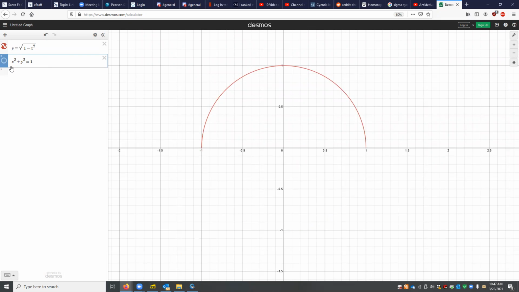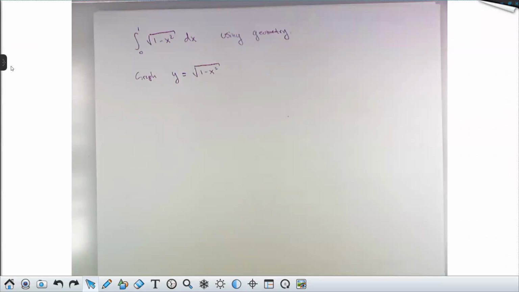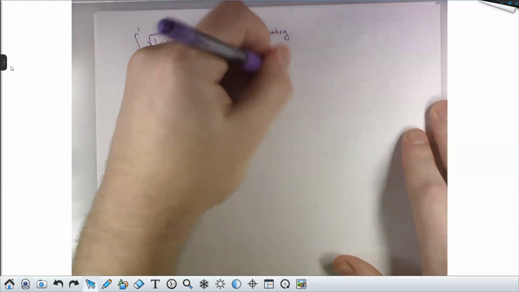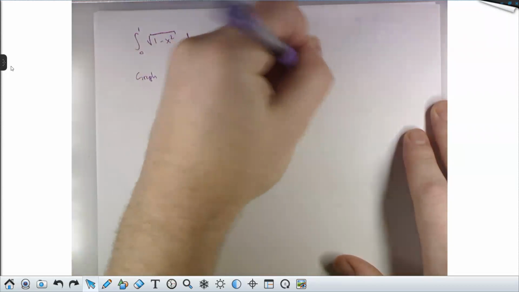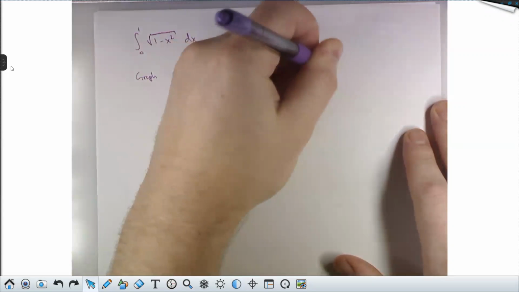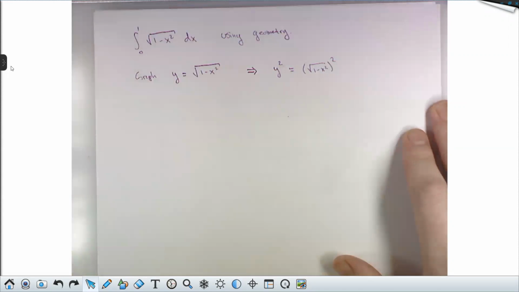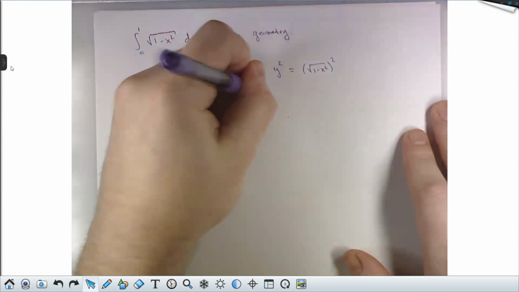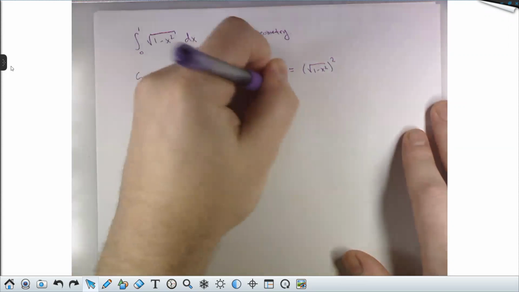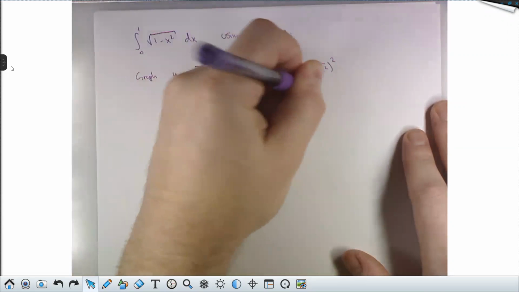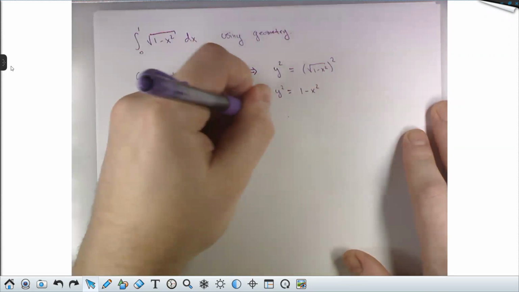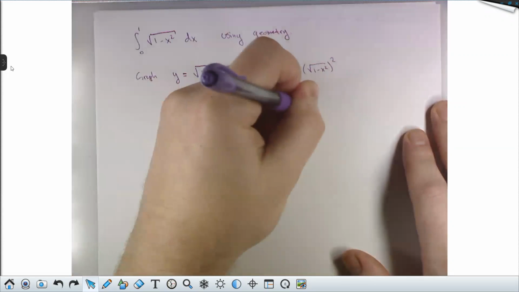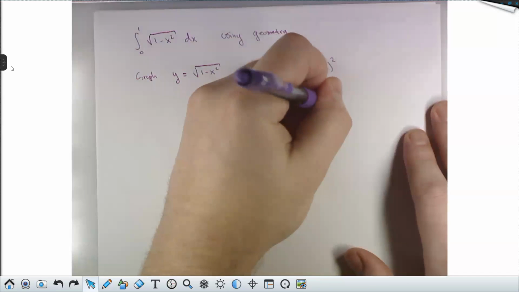Why? Well, if you want to graph this, you can square both sides. If you square the right-hand side, the square and the square root cancel. And then you add the x squared over. And this is the equation of the unit circle.